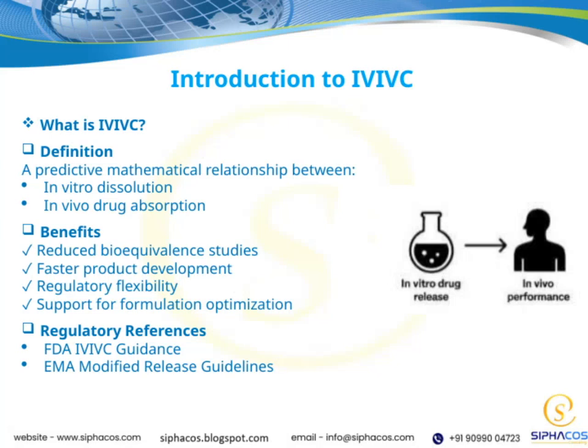Let's start by exploring what IVIVC actually means. It's a predictive mathematical relationship, a way to connect how a drug dissolves in the lab, in vitro, with how it's absorbed inside the body, in vivo. This link is powerful. It can reduce the need for extensive bioequivalence studies, speed up product development, and offer more flexibility with regulators. Plus, it supports optimizing formulations. Both the FDA and EMA provide clear guidance on IVIVC, making it a trusted tool in drug development.